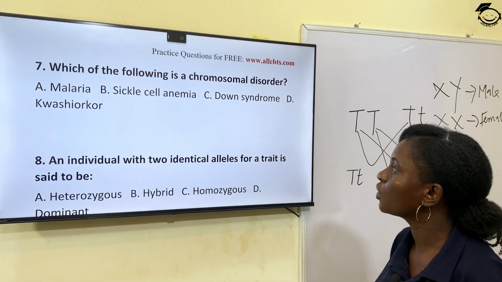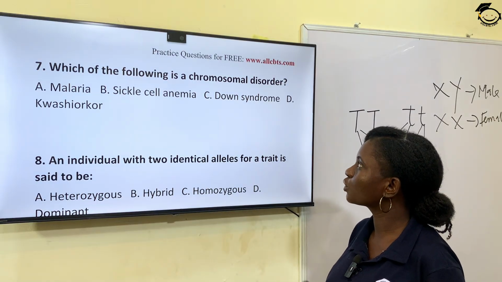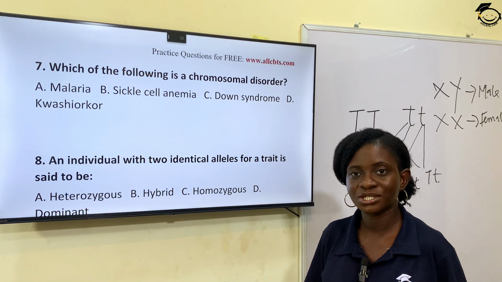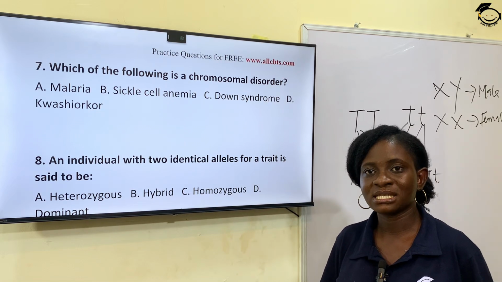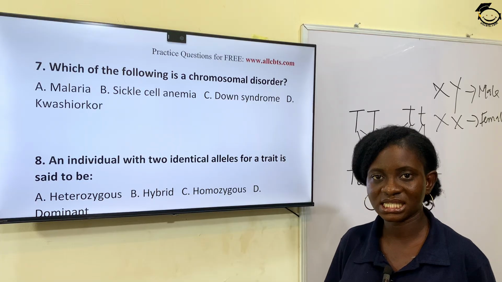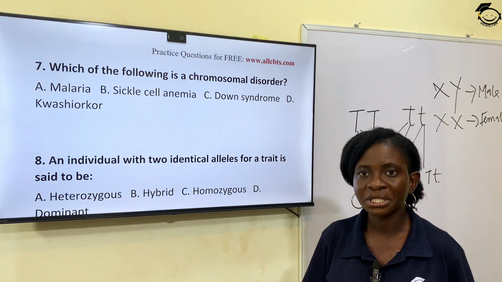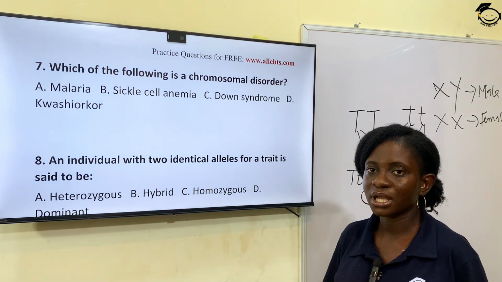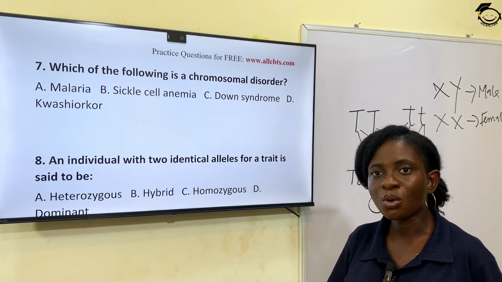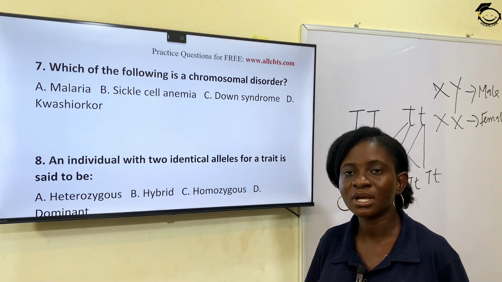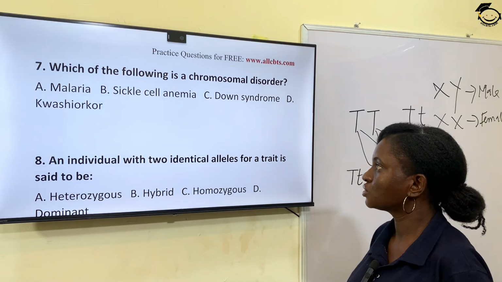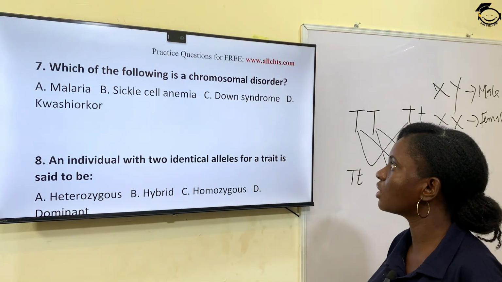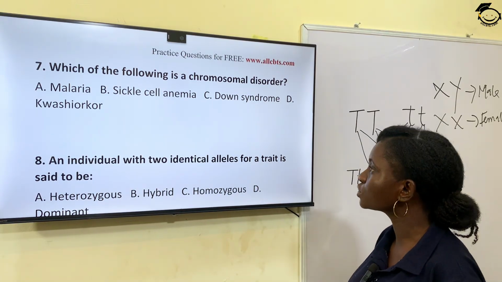Question 7. Which of the following is a chromosomal disorder? We discussed genetic disorders, whereby there's a mutation in a DNA sequence. This mutation can be a removal or an addition of a codon, which can code for another protein entirely. So let's take a look at the question again.